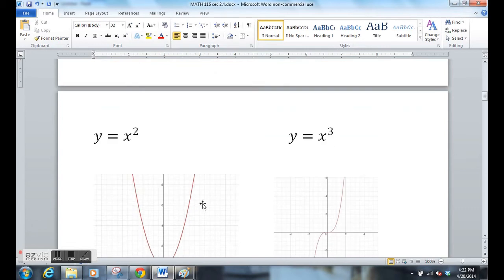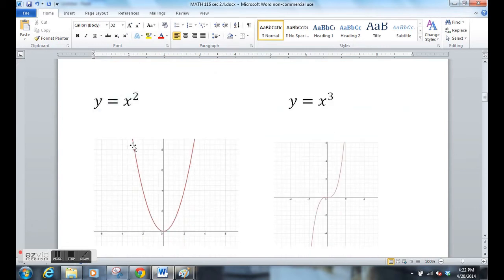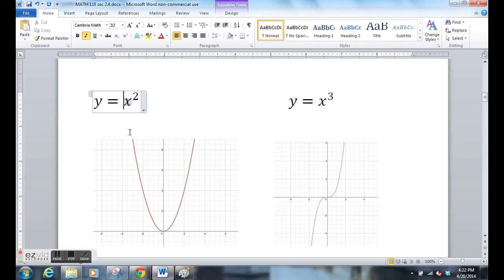So here are some other graphs. Y equals x squared. Well, we've been doing parabolas, so you recognize that. Y equals x squared is a parabola. The constant in front of that is a 1, so it opens upward. That's like 1 times x squared, so it opens up because it's greater than 0.